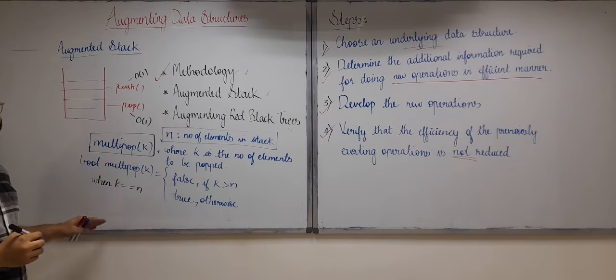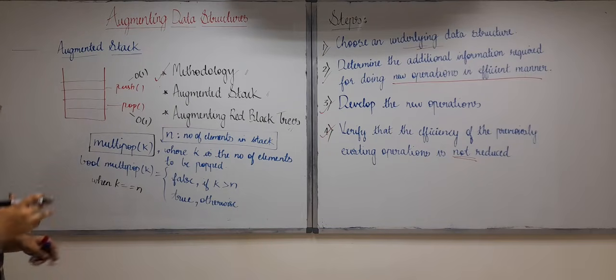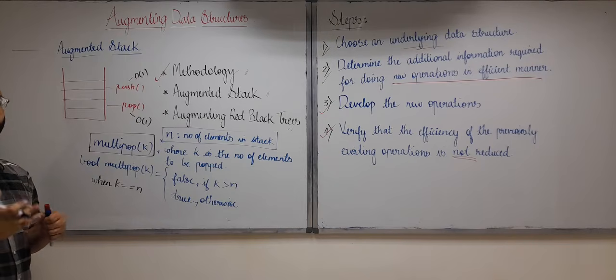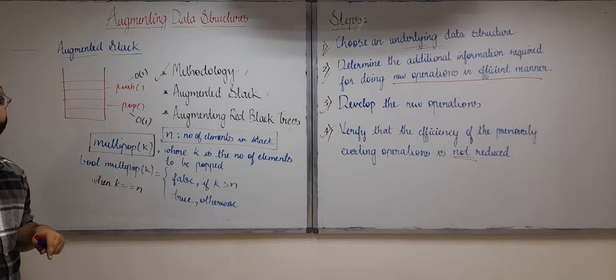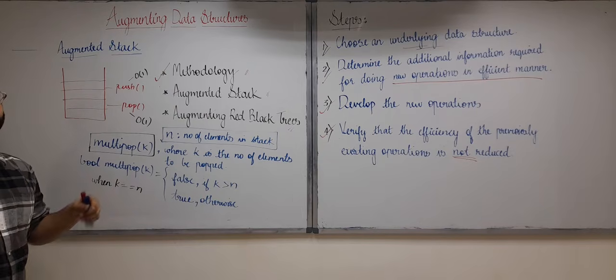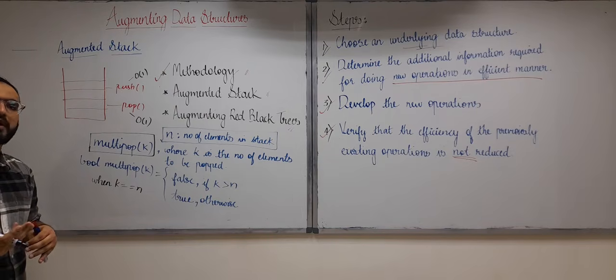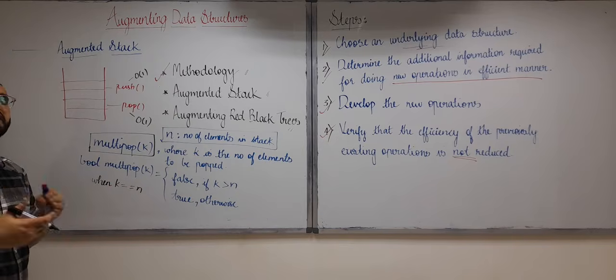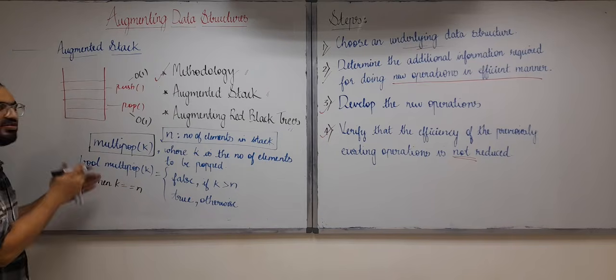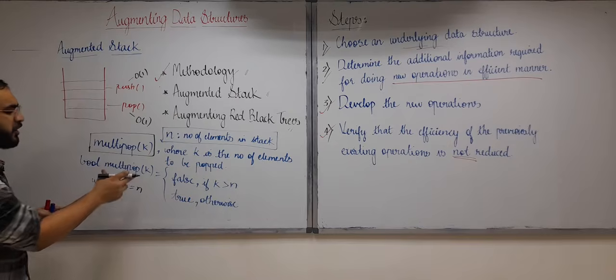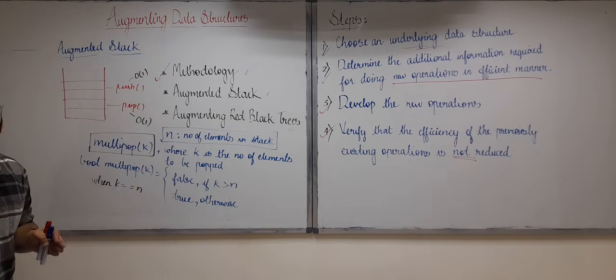When k is equal to n, that can be the worst case, because you want to pop out all the elements in the stack, right? So each pop will take order of 1 time, times the number of elements you want to pop out, that is equal to n. So that will be order of n. So the worst case asymptotic time complexity of multi-pop of k will be order of n.